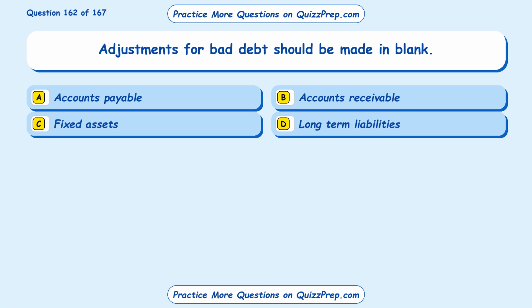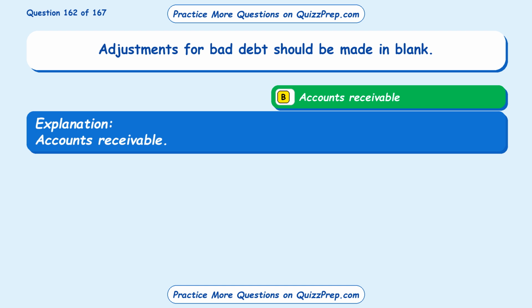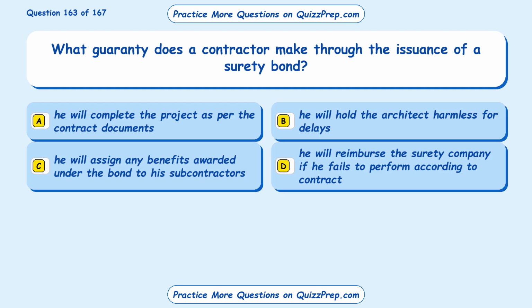Question 162. Adjustments for bad debt should be made in blank. Option A, accounts payable. Option B, accounts receivable. Option C, fixed assets. Option D, long-term liabilities. The correct answer is Option B, accounts receivable. Accounts receivable.